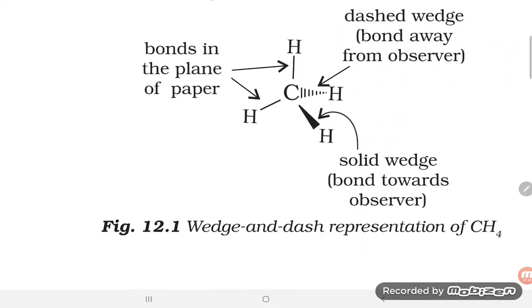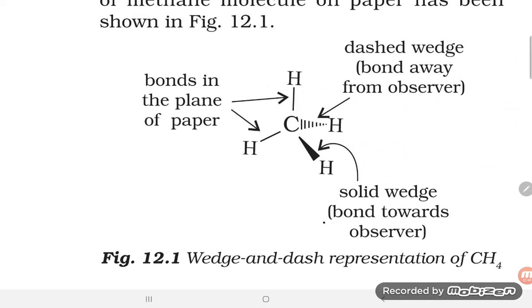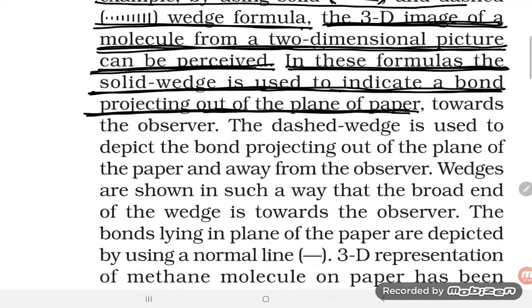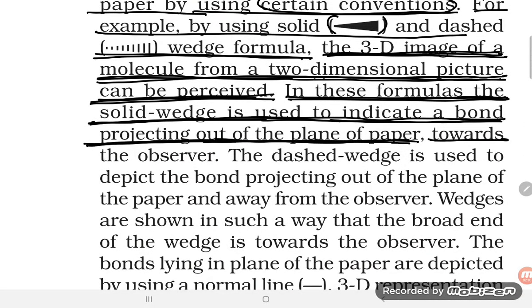So here you see this is a bond towards the observer. Solid wedge means a bond towards the observer, meaning you are going to watch the compound from here. So what are you finding, students? That the bond is coming towards the observer, that is, the solid wedge is towards the observer.